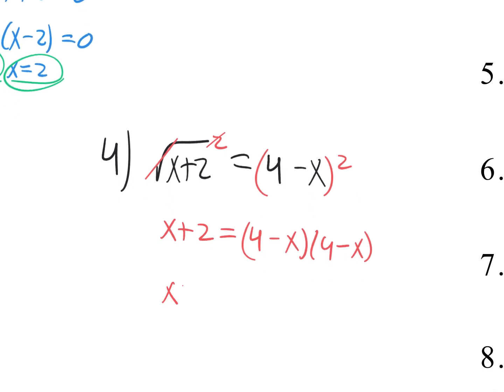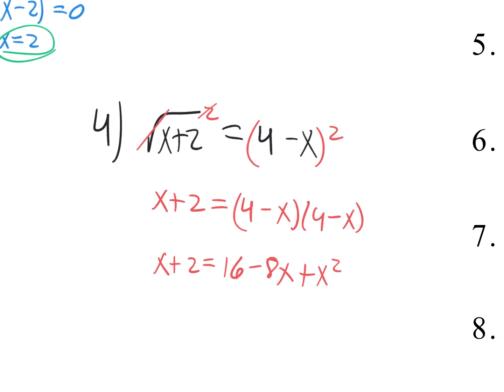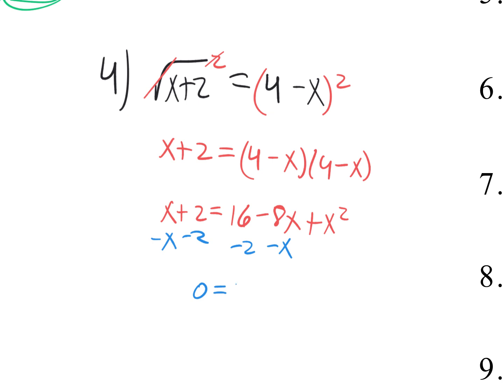And then we want to FOIL this. We get x plus 2 equals 16 minus 8x plus x squared. I skipped some steps to do that. If you want to write it out to verify, you can. And now this is a quadratic equation, so we can get everything to one side and set it equal to 0. So let's subtract x on both sides. Subtract 2 from both sides. We get 0 is 14 minus 9x plus x squared.